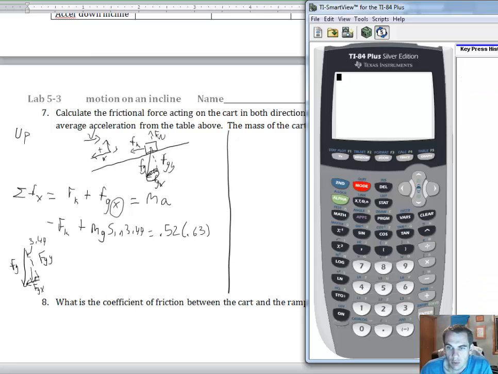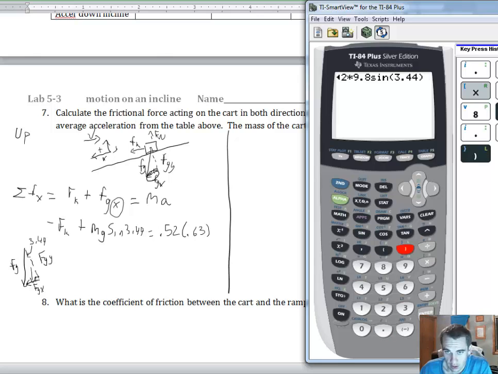Now all I have to do is take m, which is 0.52, because the mass of the cart is 520 grams, which is 0.52 kilograms, times g, which is 9.8, times the sine of 3.44. And this is why I like calculators with a display. All right, push enter, and I get 0.305777. I'm going to call it 0.306.